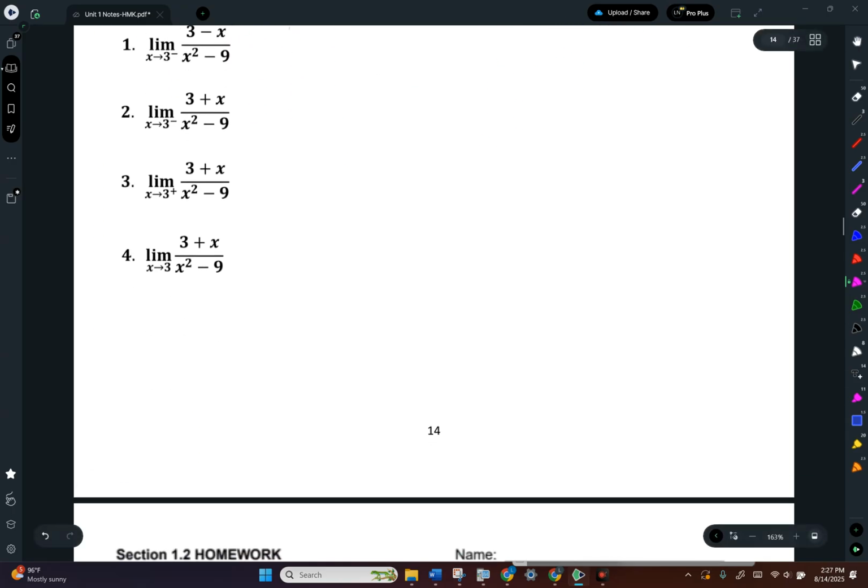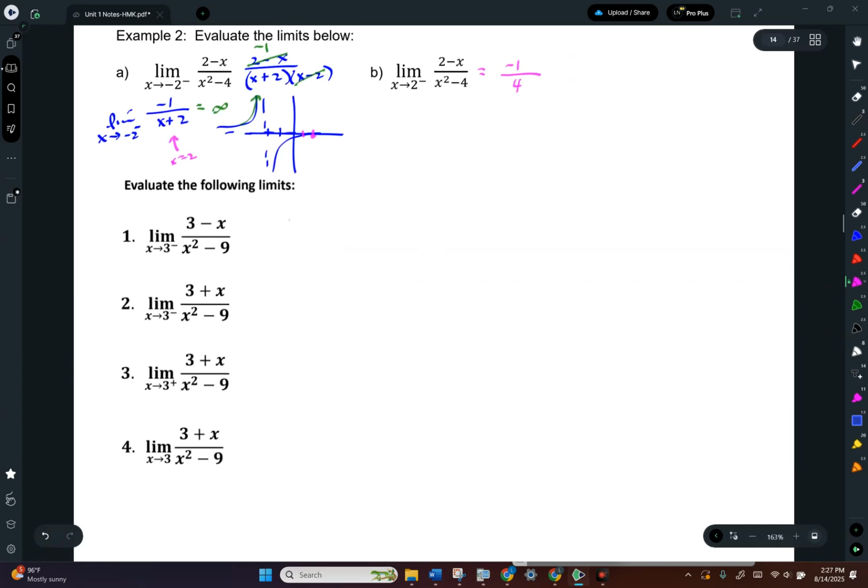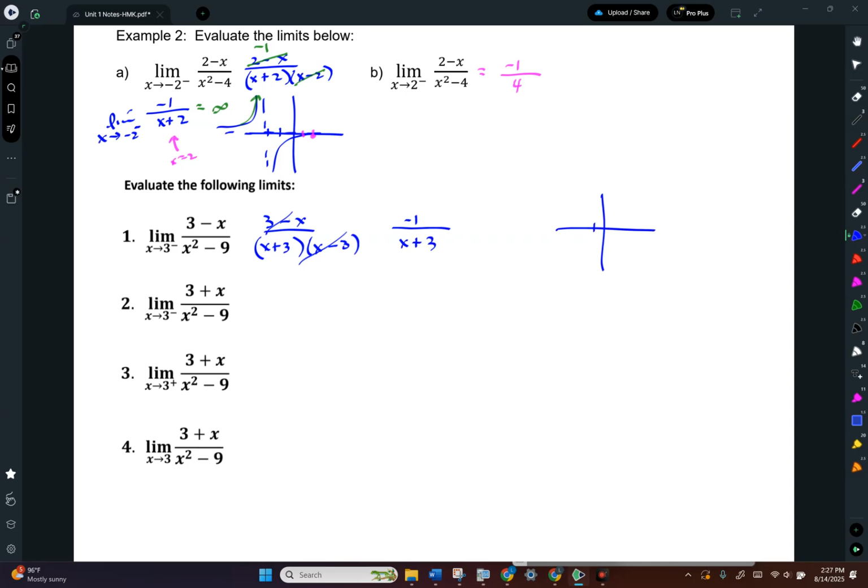Okay, so let's look at number 1. Well, let's see if we can think about the graph. Will this simplify? Yeah, I'm going to have 3 minus x over x plus 3. It looks like this is going to be very similar to the last thing we did, right? Those are going to cancel, so really I just have negative 1 over x plus 3. So I've got this 1 over x graph, 3 units to the left, and it's a negative, so it's going to be here and here, right?